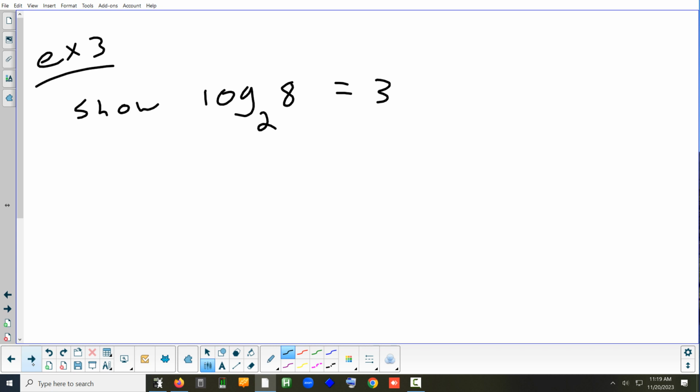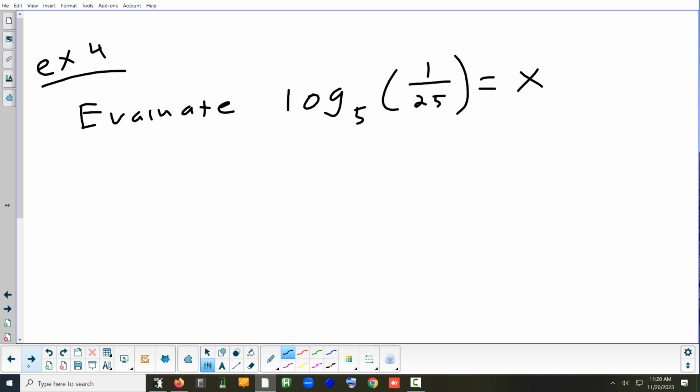What's my base? 2. Rich, what's my exponent here? 3. Logarithm always equals the exponent. And what ends up by itself on the other side? How about Mike? Yeah, the 8. So does 2 cubed equal 8? Yes. So we just showed that log base 2 of 8 equals 3. This is basically saying 2 to the 3rd power would give you the argument. That's a logarithm.